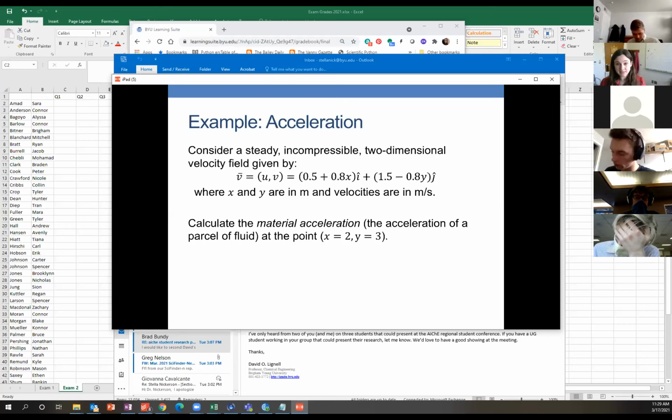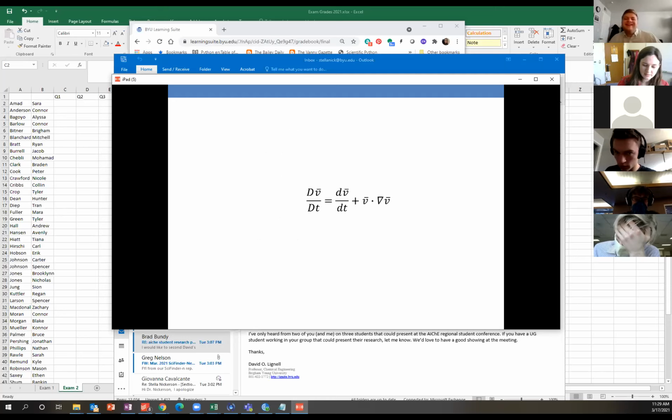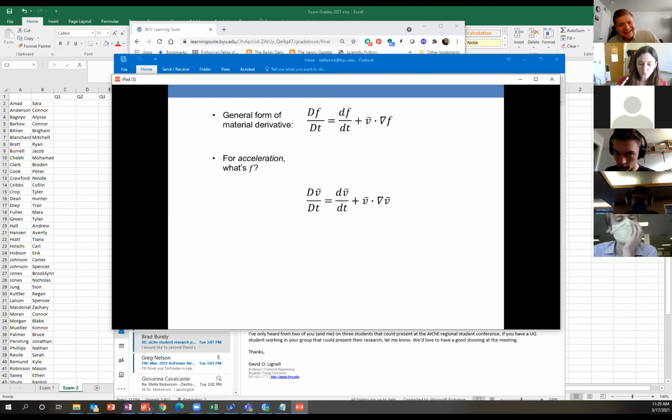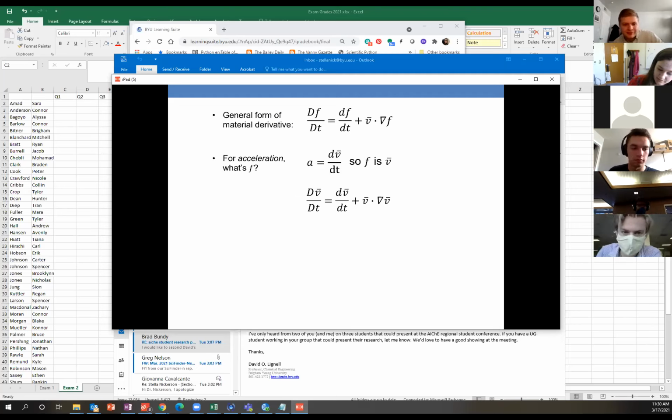Now, the first thing I'm going to ask you to think about is, I said material acceleration. If we're talking about acceleration, what is F? Velocity. Velocity, right? Because acceleration is dv dt. So F is v, and so the material derivative will be dv dt. Kind of gave that away because I accidentally had that hovering on the page.